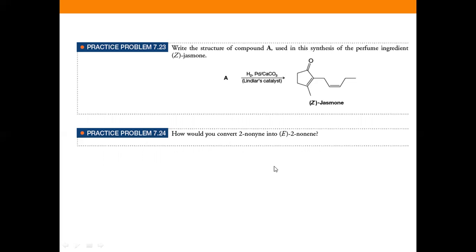Trans. Okay, it's a trans. Since it's a trans, it follows the anti-addition. So you will have to use your lithium in the presence of ethylamine. Now that will be your reagent. Very simple.